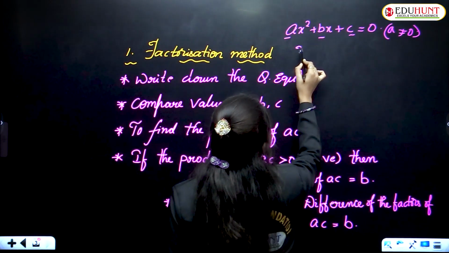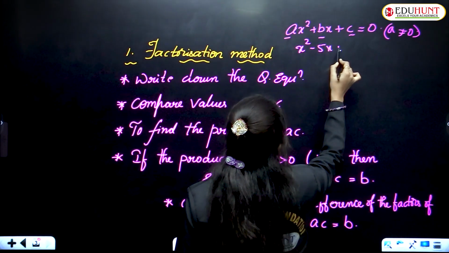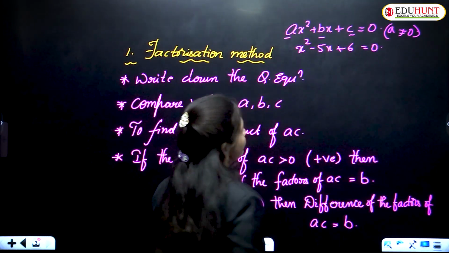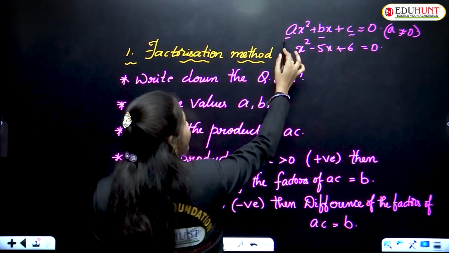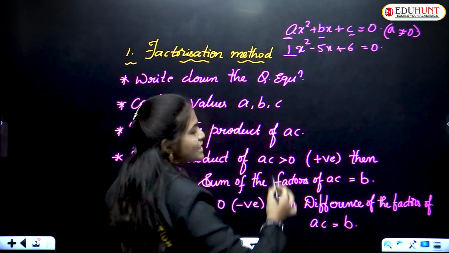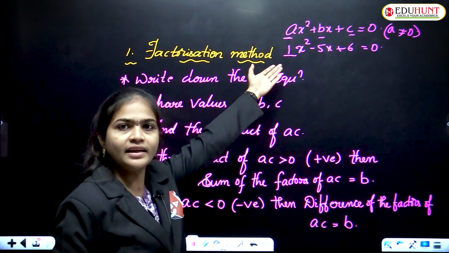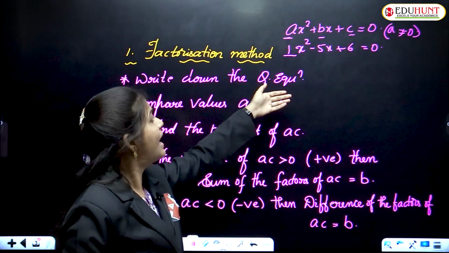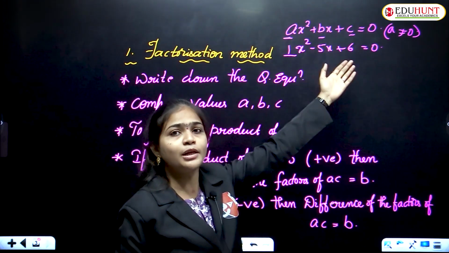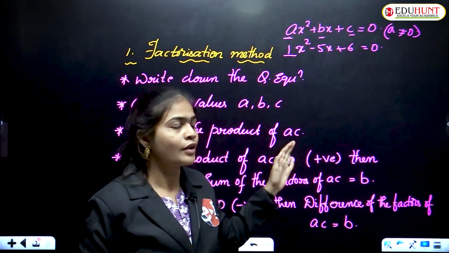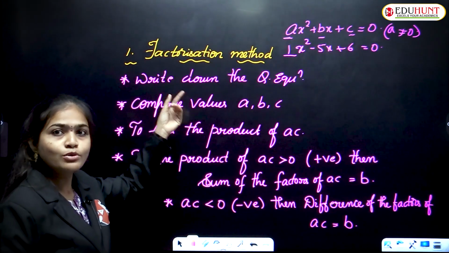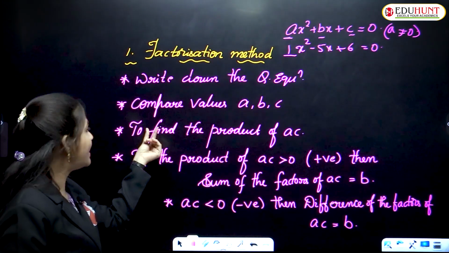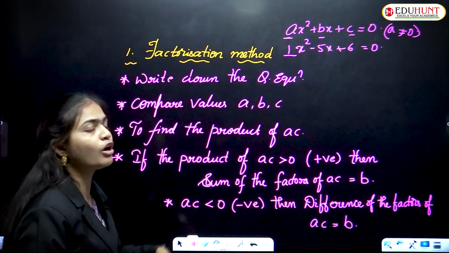So for example, x square minus 5x plus 6 is equal to 0. Compare the values of A, B, C. Here A is there, nothing is written, which means it is 1. So what is the value of A here? That is 1. In the same way, similarly find the B and C values also. Next, the third step, after finding the values of A, B, C, is to find the product of AC.